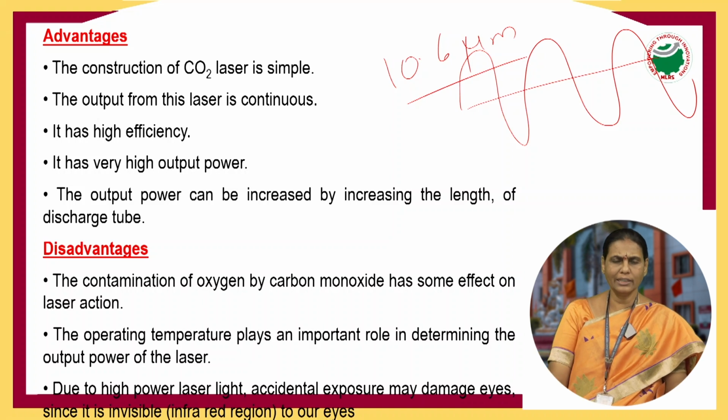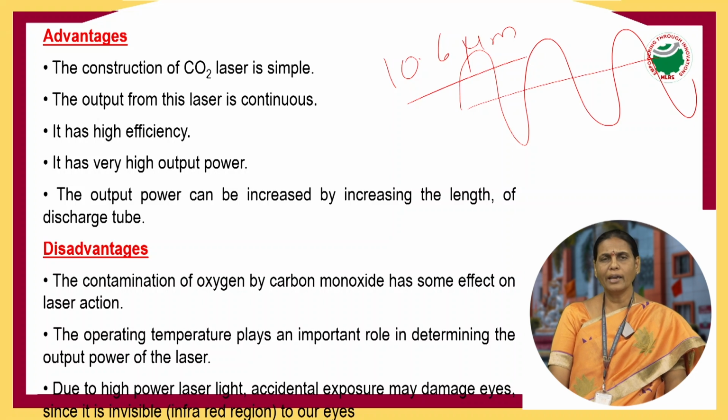Next, what are the disadvantages? Each and every laser will have certain advantages, along with that disadvantages also. First one, the contamination of oxygen by carbon monoxide has some effect on laser action. Now here we send nitrogen gas. When nitrogen gas is sent, carbon dioxide has carbon and oxygen. So oxygen contaminates the carbon, so carbon monoxide gas forms. Because of that there will be some rust formation taking place. So that is one of the disadvantages, which reduces the output power.